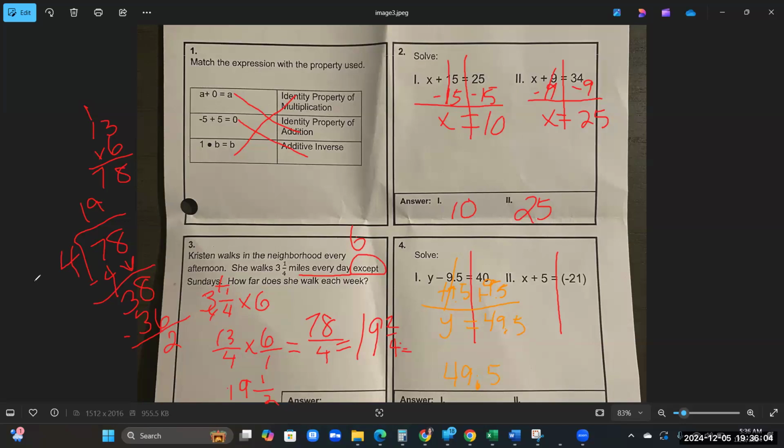All right, the other side, they added 5, so we need to subtract 5. -21 minus 5. Same sign tells us to add and keep our sign. So we would get a -26.